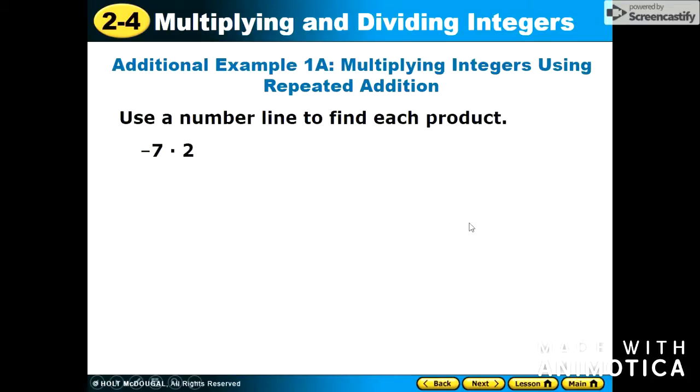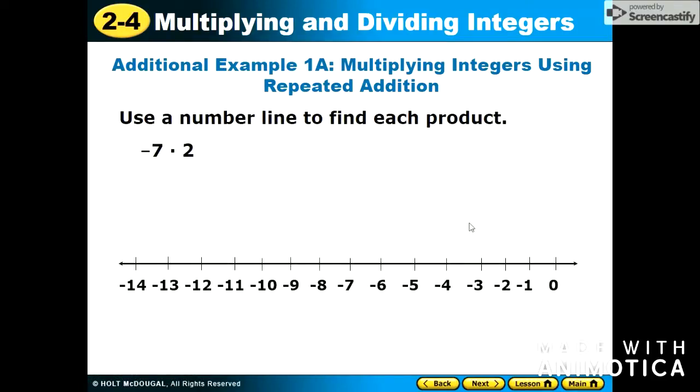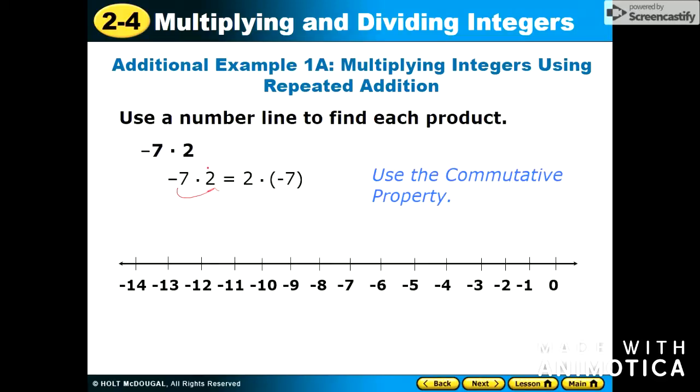Here's our first example, and we're going to use a number line. It says use a number line to find each product. First, it wants you to use the commutative property. Remember, that's just when you switch the order. So it was negative 7 times 2, and now they'll do 2 times negative 7. You don't really need to do this every single time; you can kind of ignore this step. But just remember that when you use the commutative property, it means you can change the order when you're multiplying or adding.